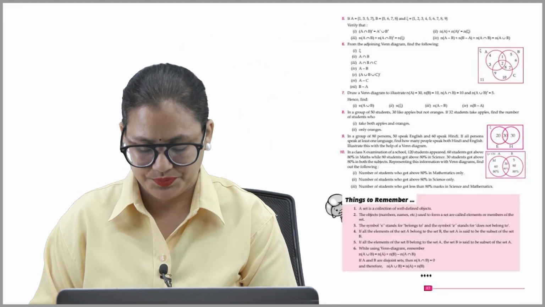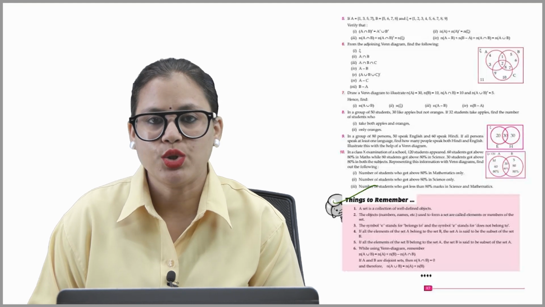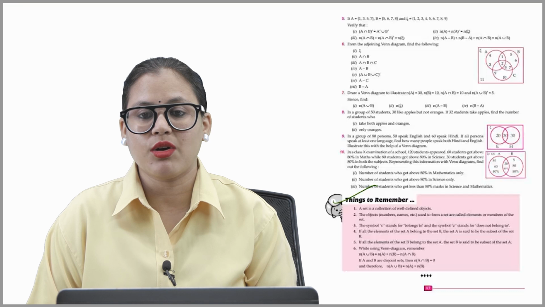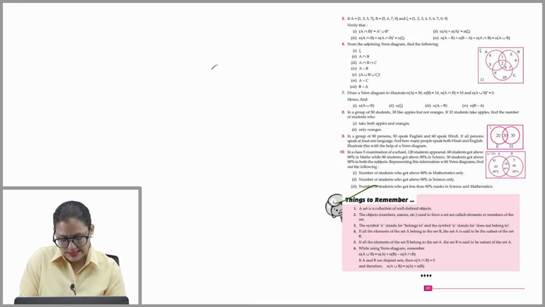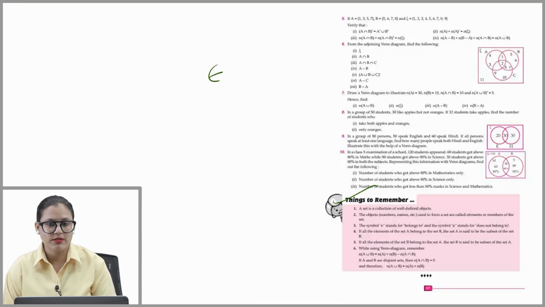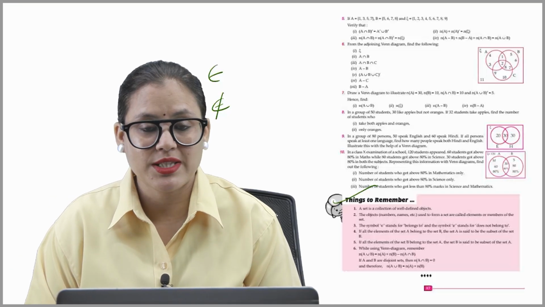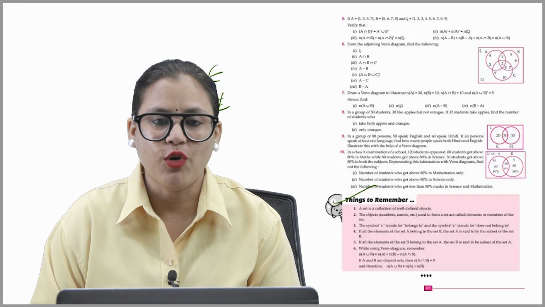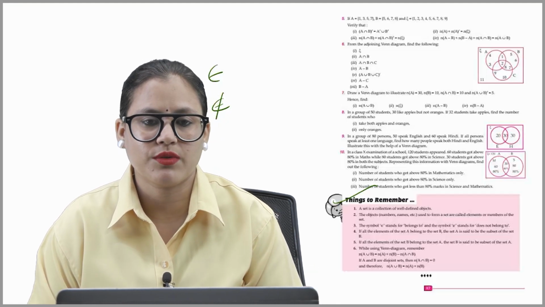Things to remember. 1. A set is a collection of well-defined objects. 2. The objects, that is numbers or names, etc., used to form a set are called elements or members of the set. 3. The symbol ∈ stands for belongs to, and the symbol ∉ stands for doesn't belong to. 4. If all the elements of the set A belong to the set B, the set A is said to be a subset of the set B. 5. If all the elements of the set B belong to the set A, the set B is said to be a subset of the set A.